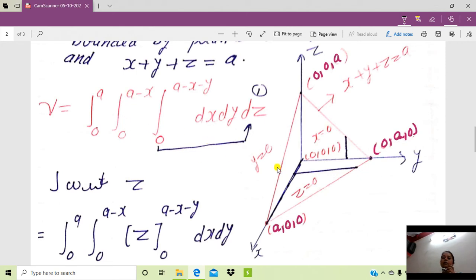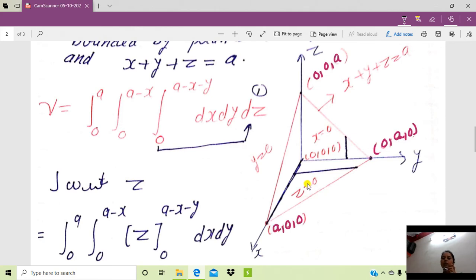And finally the limits of x will be calculated in 1D. So in 1D we just have to find out the values of x. This will be the lower limit of x and this will be the upper limit of x. So here, since this is the origin 0, 0, 0, the value of x is 0, and at the upper limit of x, the value of x will be a. So the limits of x will be from 0 to a.